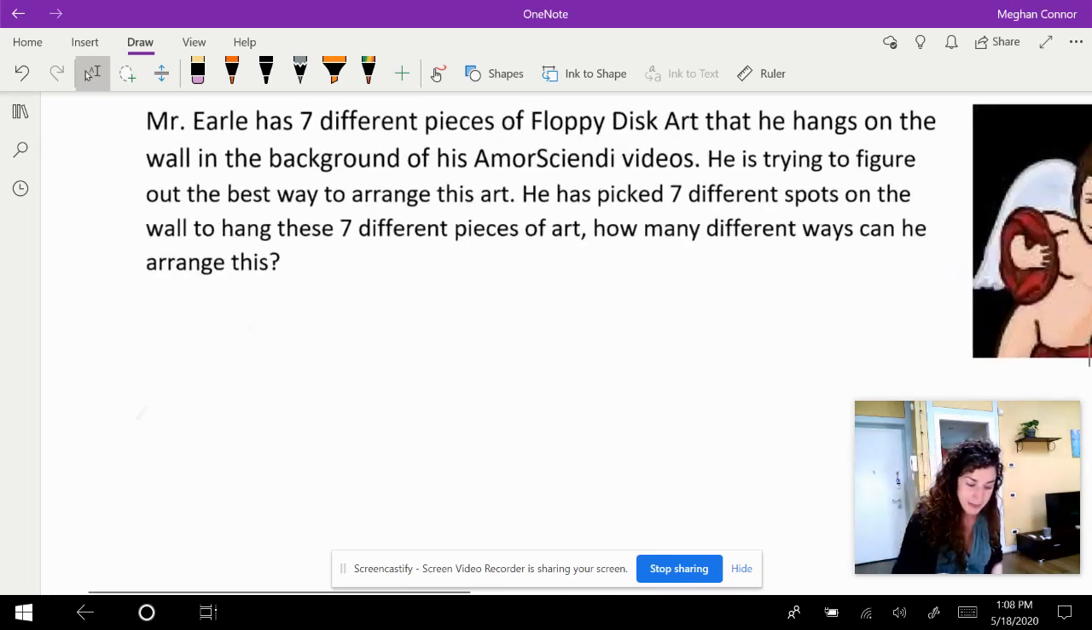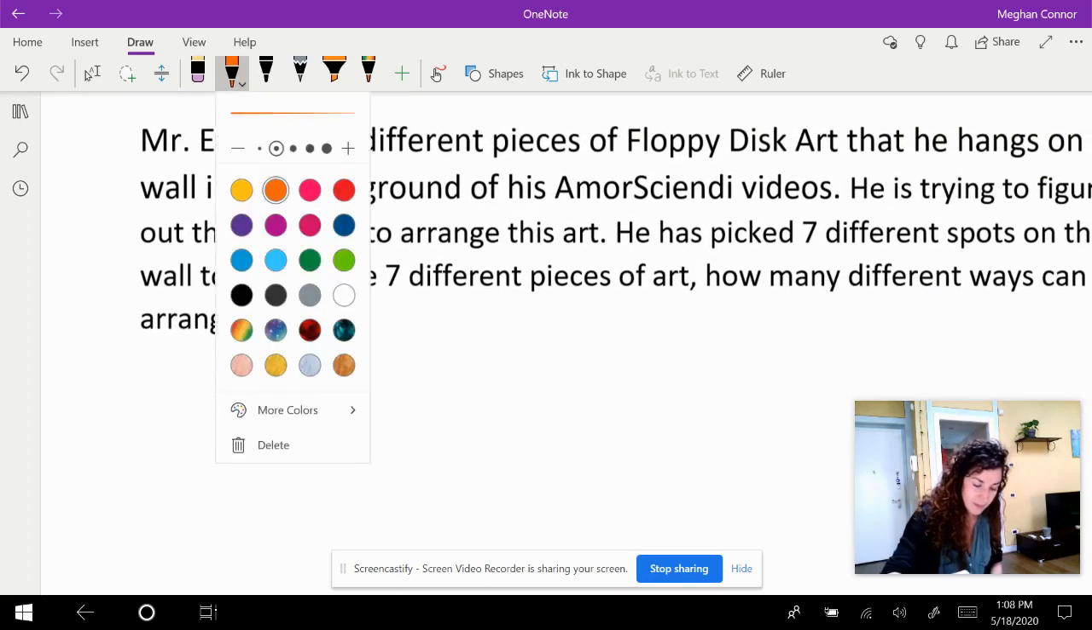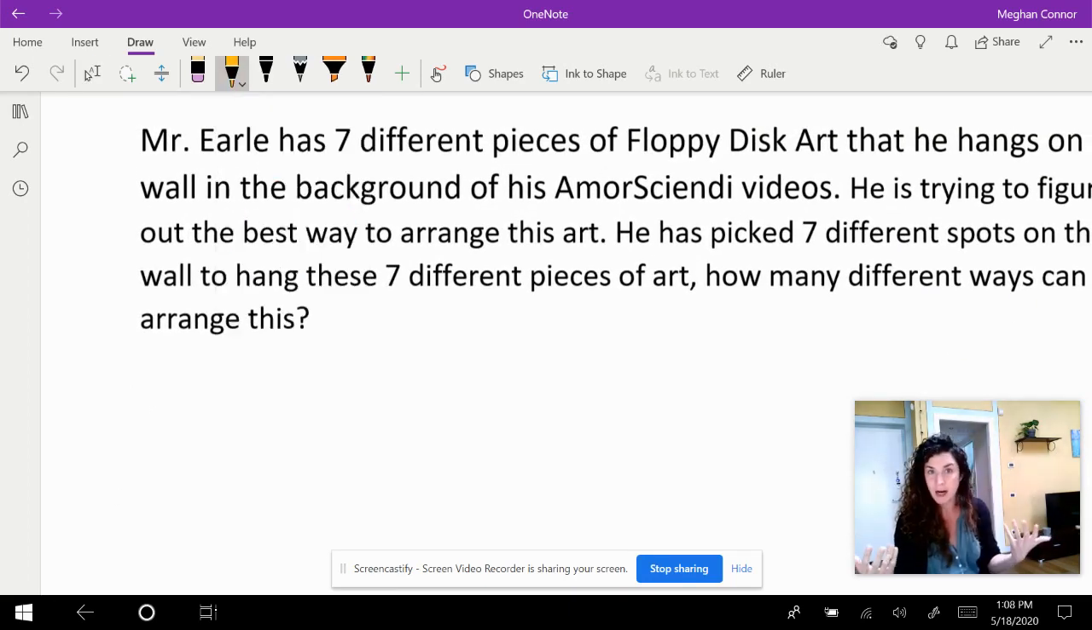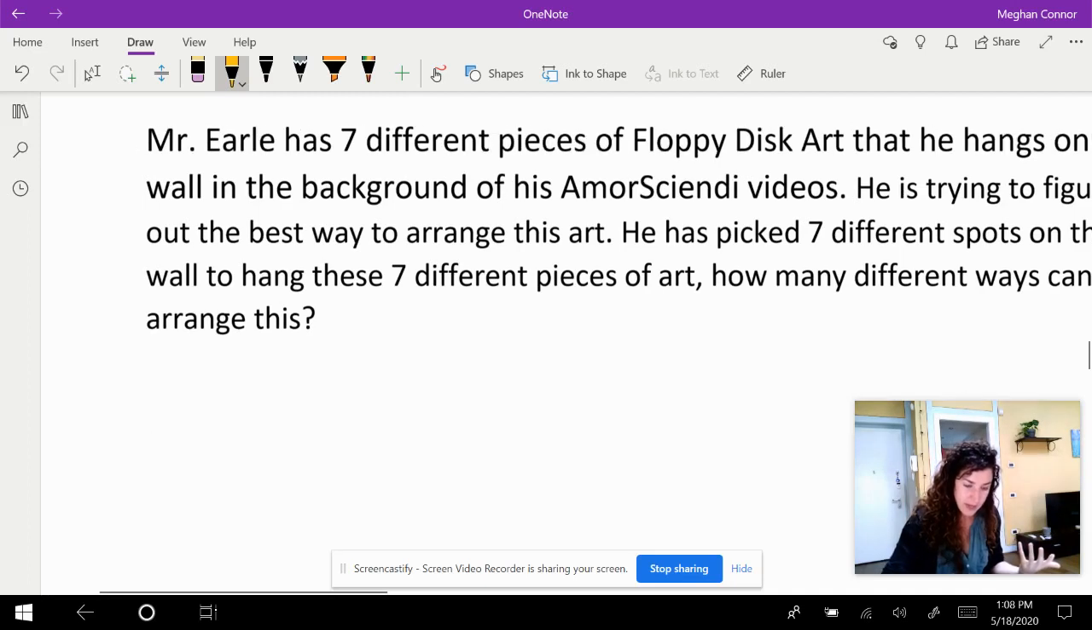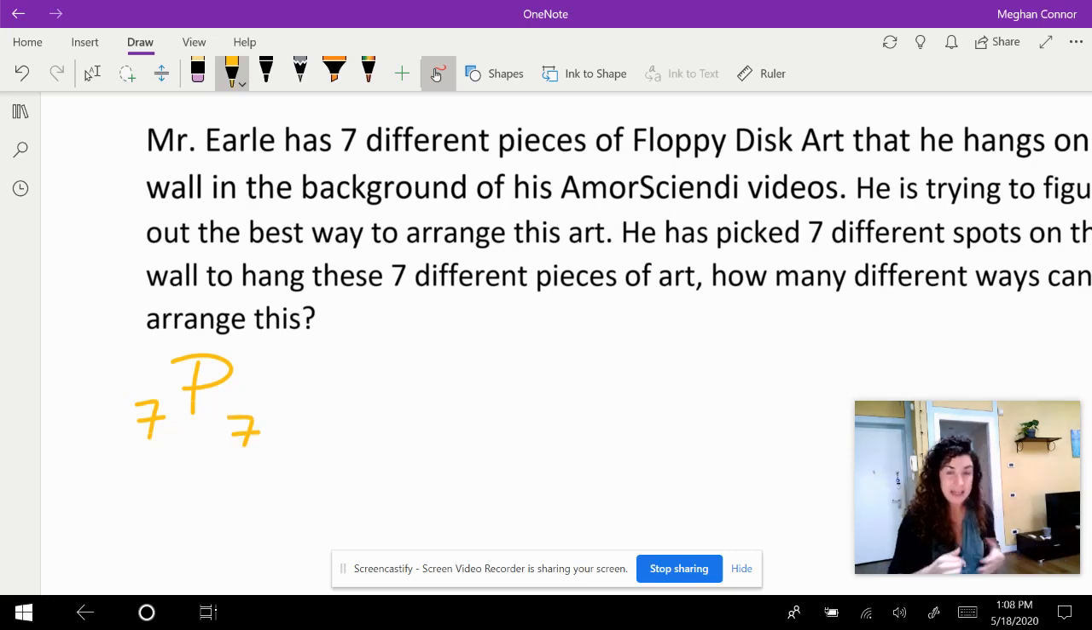Now, your n is the total number of objects that you have. So that's 7. And then permutation, he has 7 spots. Now, maybe he ordered 13 pieces of floppy disk art and he only has spots for 7. So that would be 13 permutation 7, right? But here he has enough spots for all of the pieces of art. So it's 7 permutation 7, which, if you think about it, is just 7 factorial.